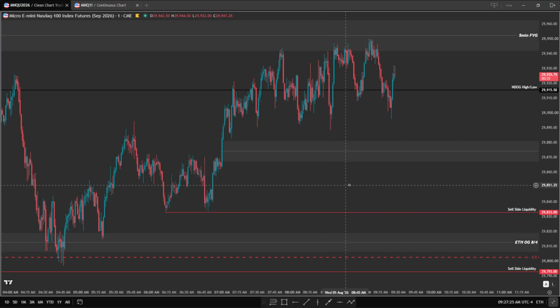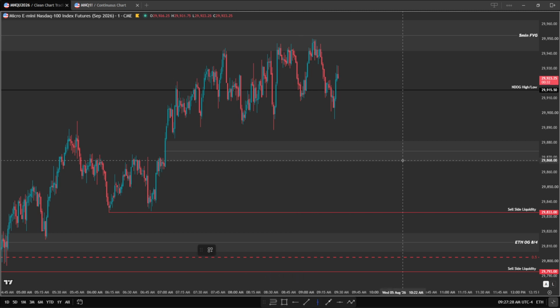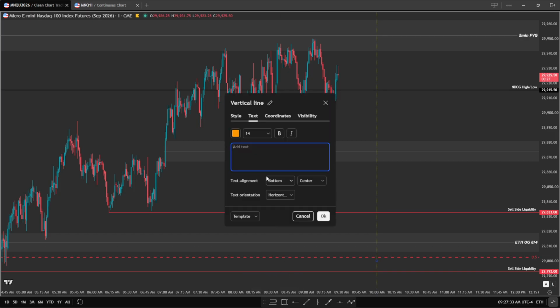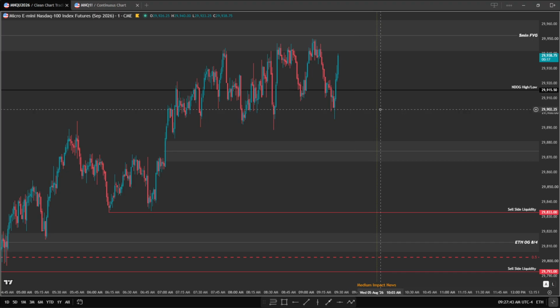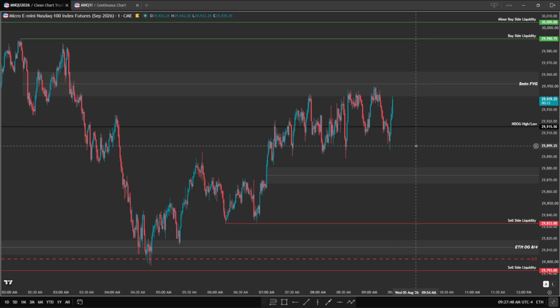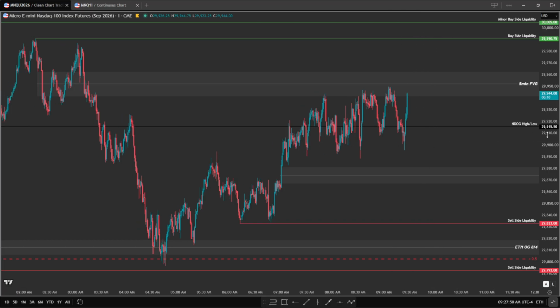There's medium impact news at 10 o'clock as well. I have that on my notepad, but I figured I'll just throw it here. You know what? Nah, I'll rely on my notepad. Make a habit of looking at that instead. Keep my chart clean. And then Trump has a speech at 4:30, so hopefully that doesn't affect price action too much.